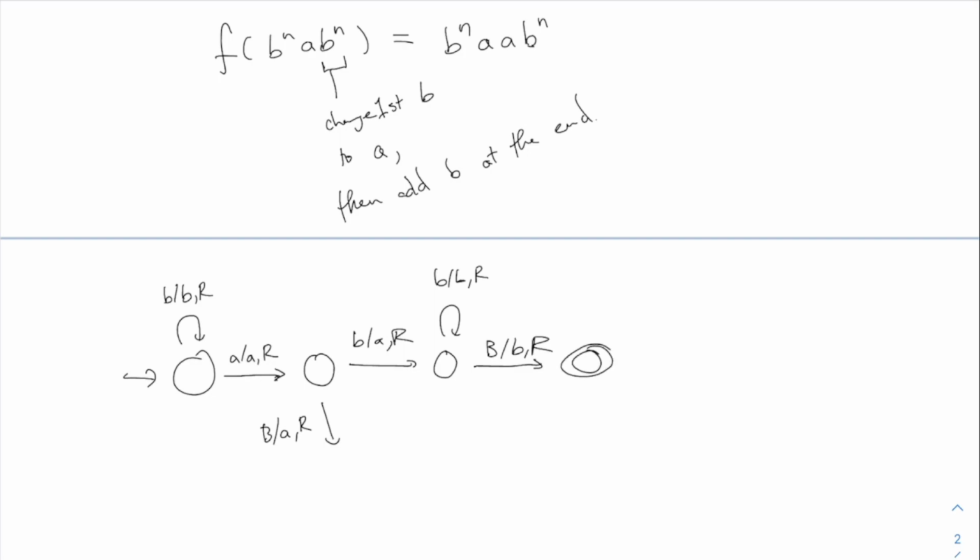Actually, I don't need an accepting state. Remember, in a Turing machine which is meant to compute a function, there typically is not an accepting state. You just stop after a while. And that's the end of it.